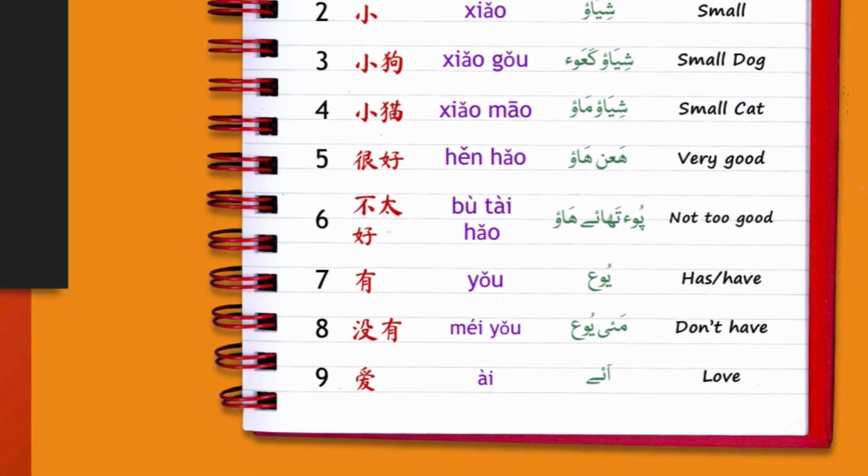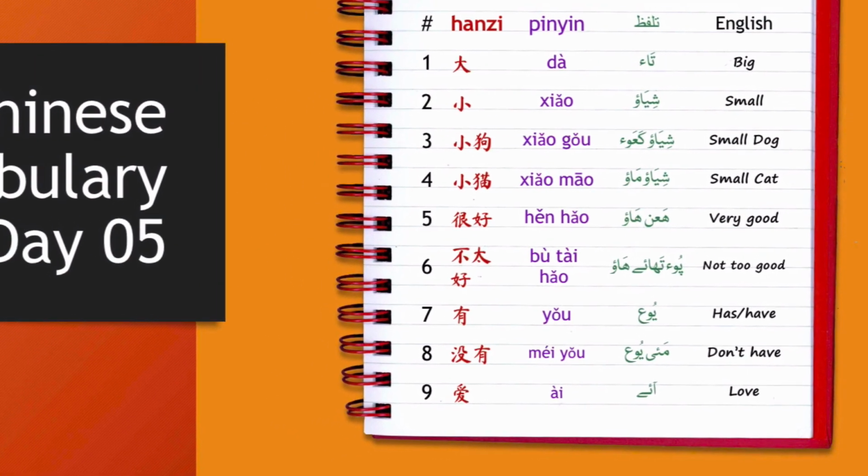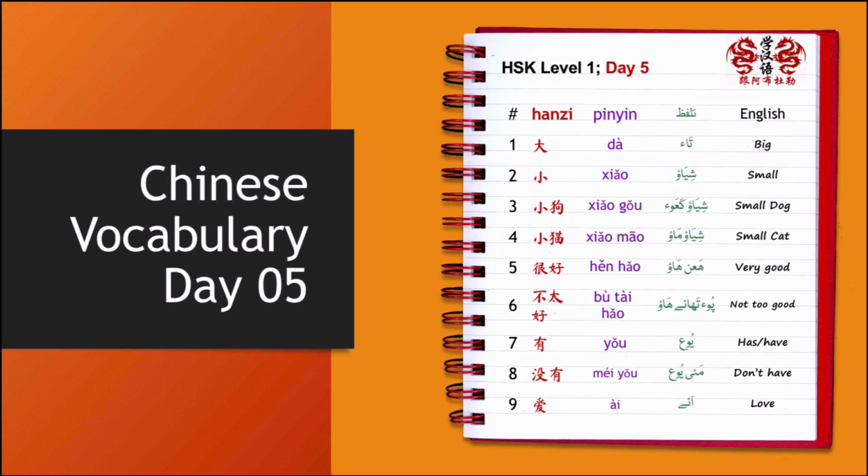Let me remind you what words we have studied today. 大小 小狗 小猫 很好 不太好 有 没有 爱.